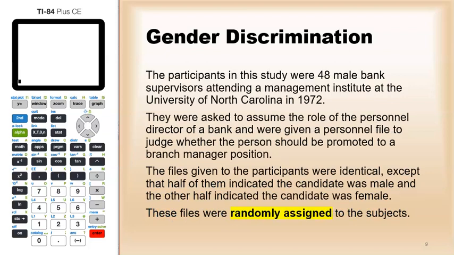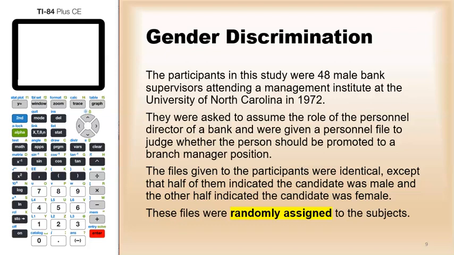Right. In this study, the participants were 48 male bank supervisors attending a management institute at the University of North Carolina in 1972. They were asked to assume the role of the personnel director of a bank and were given a personnel file to judge whether the person would be promoted to the branch manager position. Now, the details of the files given to participants were identical in every aspect, except that half of them indicated the candidate was male and half indicated the candidate was female.